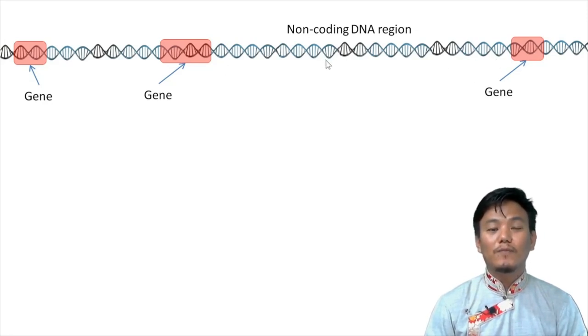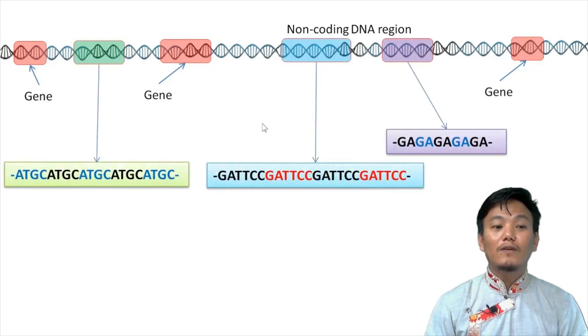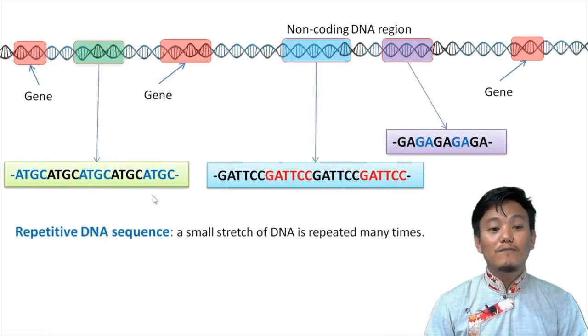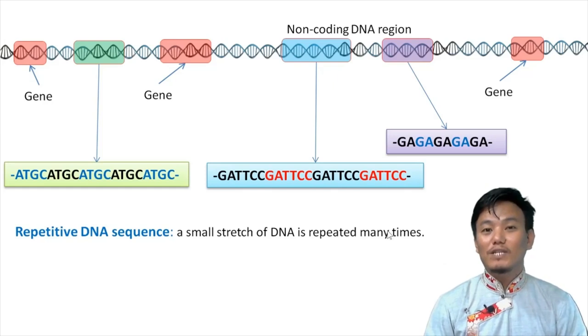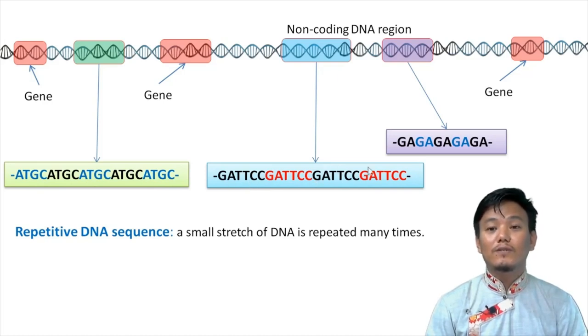Now, in these non-coding regions, we have small areas where there are repetitive DNA sequences. Repetitive DNA sequences are those where a small stretch of DNA is repeated many times. If we look at this particular repetitive DNA sequence, we can see that a small stretch of DNA, ATGC, repeats five times over here. This other small stretch of DNA repeats four times: GATTCC, GATTCC, like that. So these are called repetitive DNA sequences. In the non-coding region of the DNA, we can find repetitive DNA sequences.